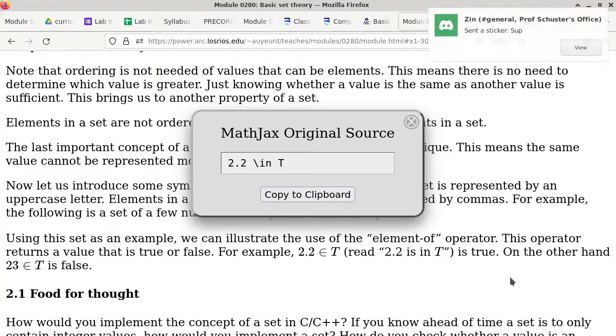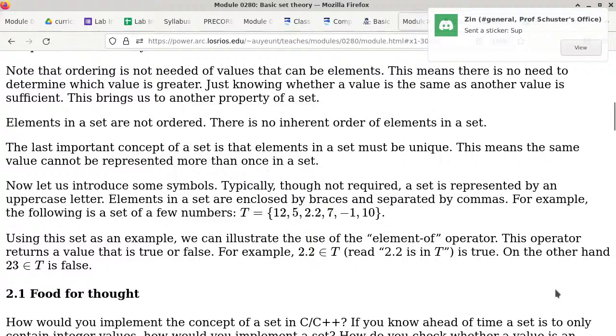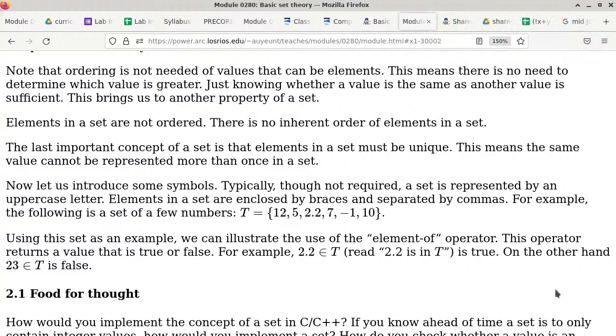All right, are there any questions up to this point about the concept of a set? Yes, go ahead. I'm just a little confused. 2.2 is in T is true. Is that just for example, or does T represent something? Oh, that's just for example. It's based on the assumption of how T is defined. Okay, so it's referencing the same set T that I defined earlier. Okay, cool. Thanks. Yep.